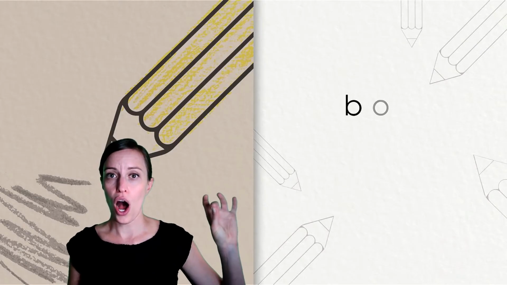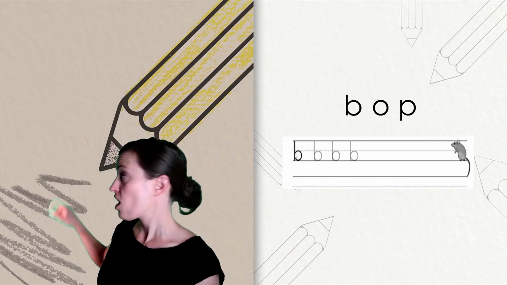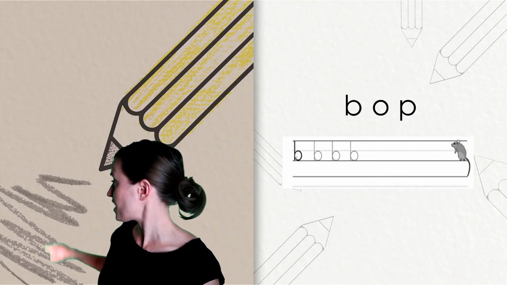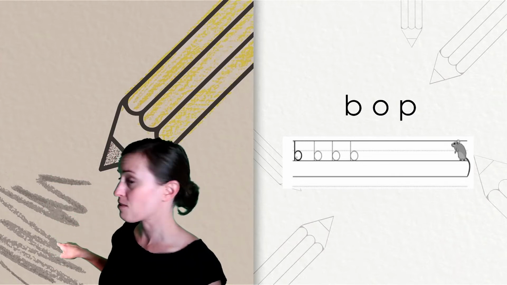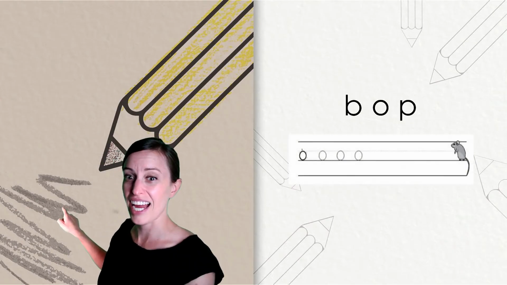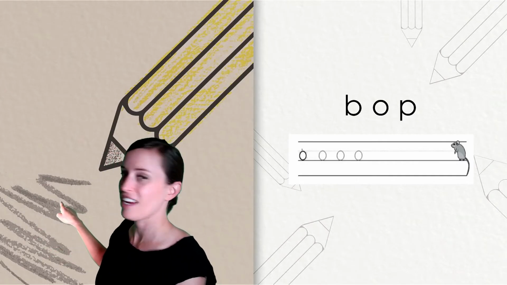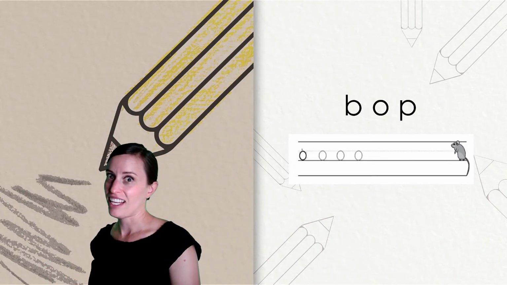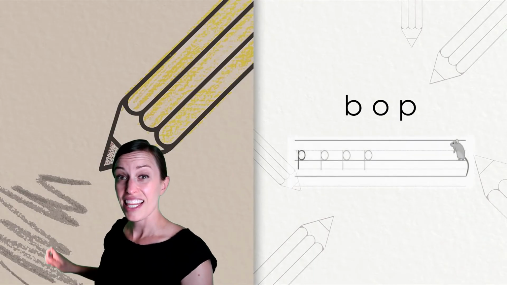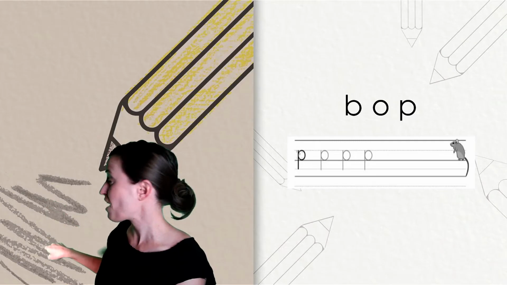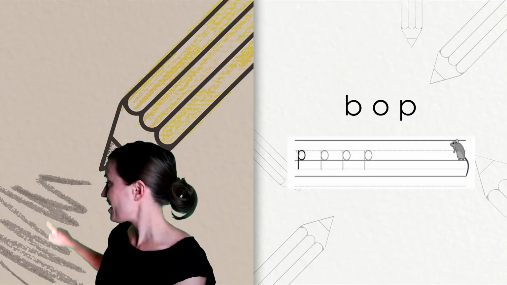B, A, P, bop. Let's try skywriting this word. We have another chance to practice that lowercase b. Start at the top line, pull down, up, and around. And then that lowercase o, starting at that middle line like a magic C, pull back and around and bring it around. And finally, that lowercase p, starting at the middle line, pull down below the bottom line, jump up and around.